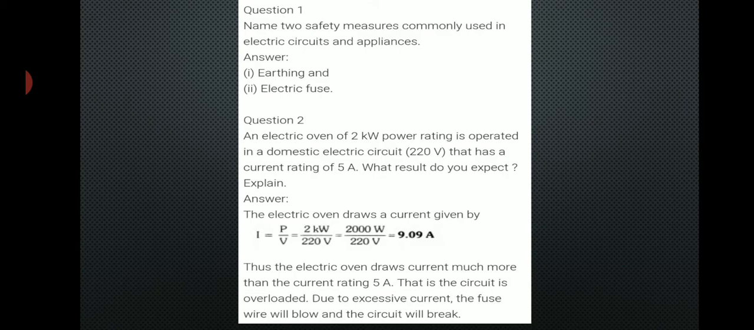The electric oven draws the current given by I equal to power over voltage supplied. The voltage supplied is constant, right? So power is 2 kilowatt, over 220 volts. When we simplify this, we get 9.09 ampere. So what would happen? This is excess current. Thus, the electric oven draws current much more than the current rating of 5 ampere. So the circuit is overloaded due to excessive current. The fuse wire will blow and the circuit will break.